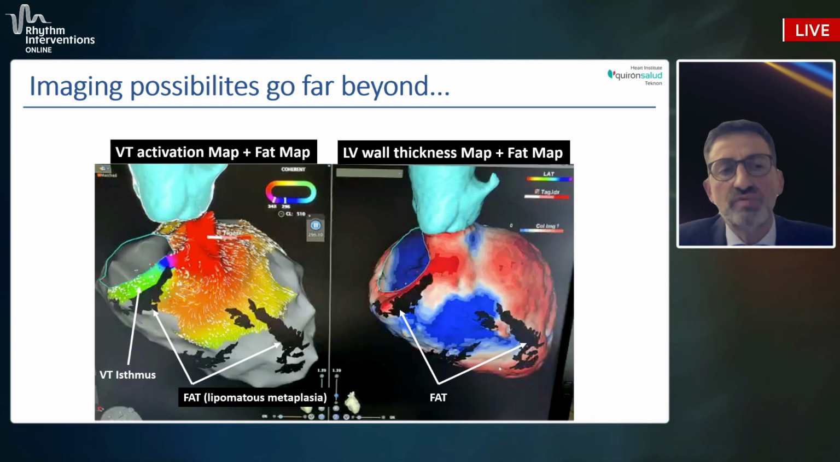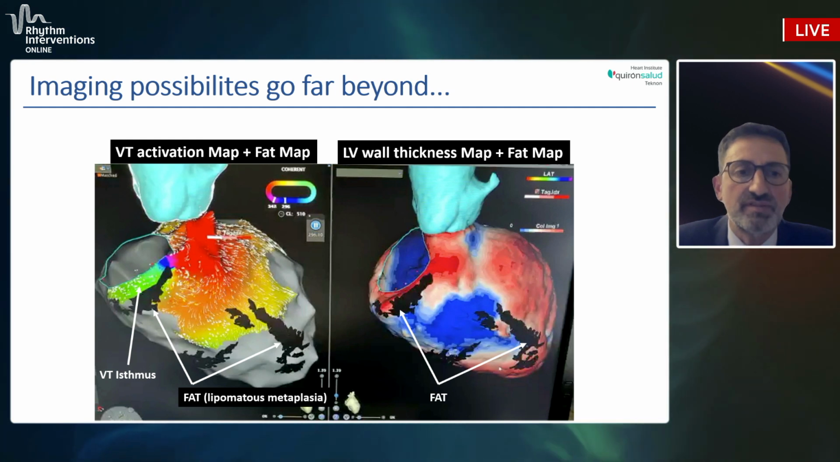So this is an image of a patient from the last ablation we performed last week. And I would like to show this patient. On the left, you can see the VT activation map plus the fat map obtained from a CT scan. And on the right, you can see the left ventricular wall thickness map and the fat map, all together superimposed. So fat is seen in black, and in red and blue, you can see the wall thickness map showing some channels in the scar area. Here in the activation map, you can see the mitral annulus and the fat. I cannot show the movie.